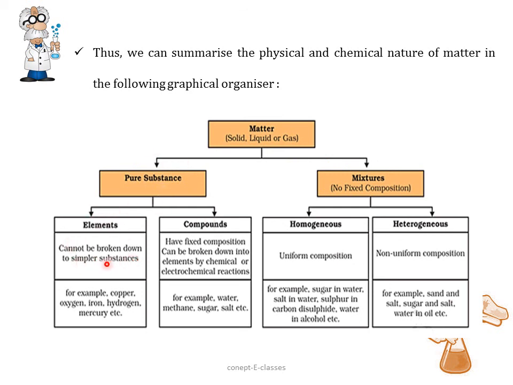Elements cannot be broken down into simpler substances, say for example copper, oxygen, iron, hydrogen, mercury, etc. Whereas compounds have fixed composition, and they can be broken down into elements by chemical or electrochemical reactions. Example, water, methane, sugar, salt, etc. Now in the case of mixtures, they have no fixed composition. They are of two types, homogeneous mixtures and heterogeneous mixtures. In homogeneous mixtures, we have a uniform composition, say for example sugar and water, salt and water, sulfur and carbon disulfide, water and alcohol, etc. In the case of heterogeneous mixtures, they have non-uniform composition, for example sand and salt, sugar and salt, water and oil, etc.